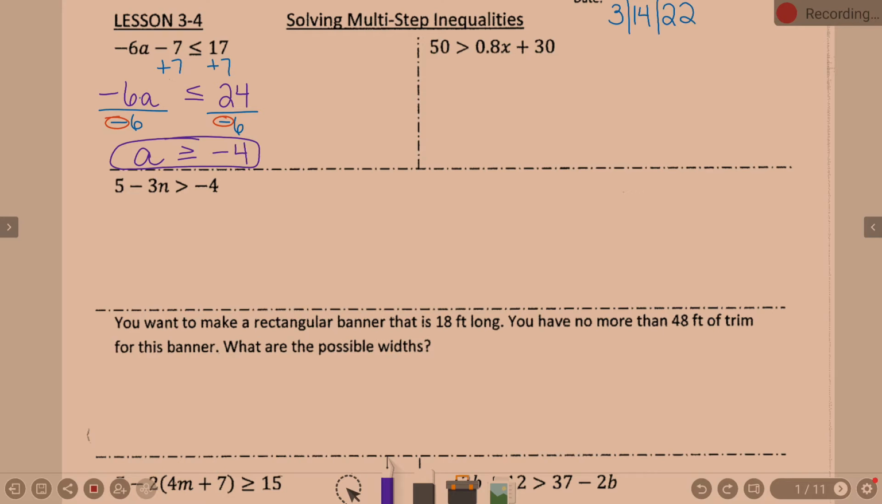So this should be doable. I graded tests from chapter 2, and as long as it doesn't get confusing, you guys know what to do with these basic ones, I felt like. I mean, careless mistakes here and there, but I felt like we know the basics here. Okay, example 2. 50 greater than 0.8x plus 30.